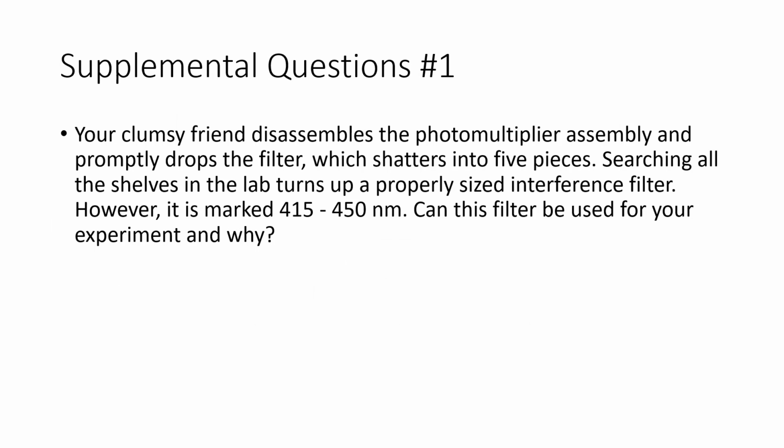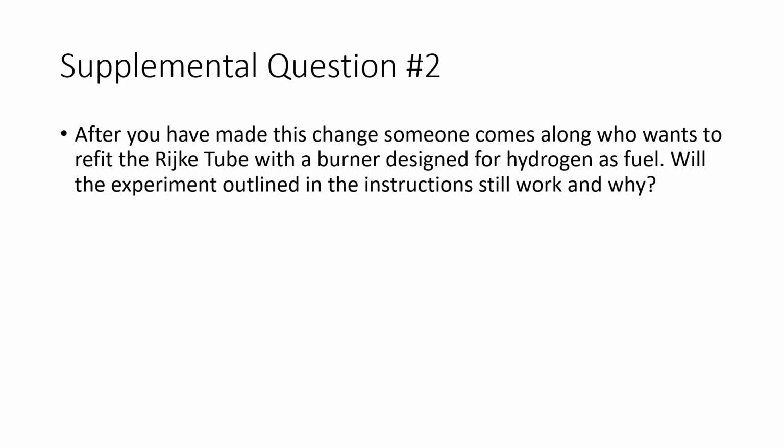Now let's discuss these supplemental questions. In this question, we have pretty much replaced our current interference filter with a new one that filters light between 415 and 450 nanometers. This would not work with our experiment, as propane burns at a range of between 306 and 311 nanometers, meaning that we would not actually get enough data in order for this to work. However, if we use hydrogen gas instead of propane, we can actually use this interference filter because hydrogen does burn within the spectrum.